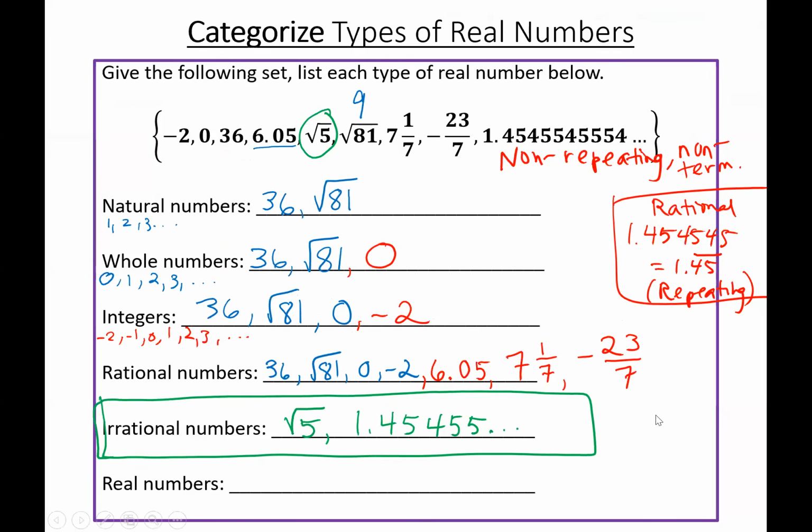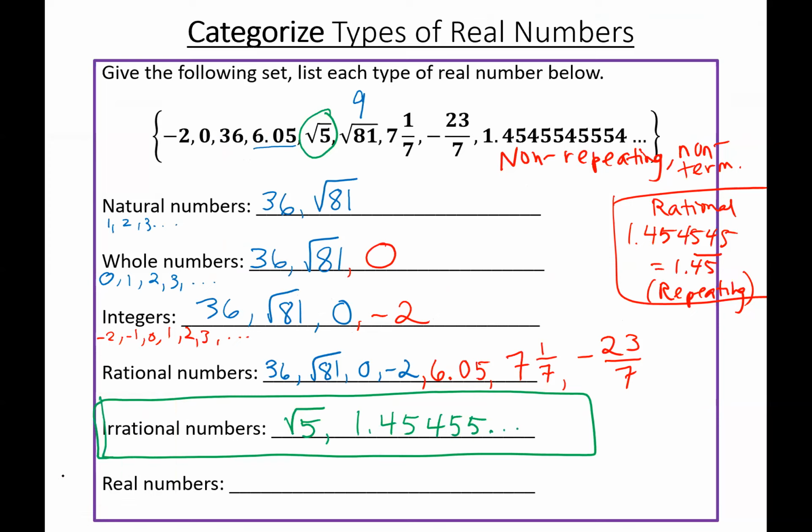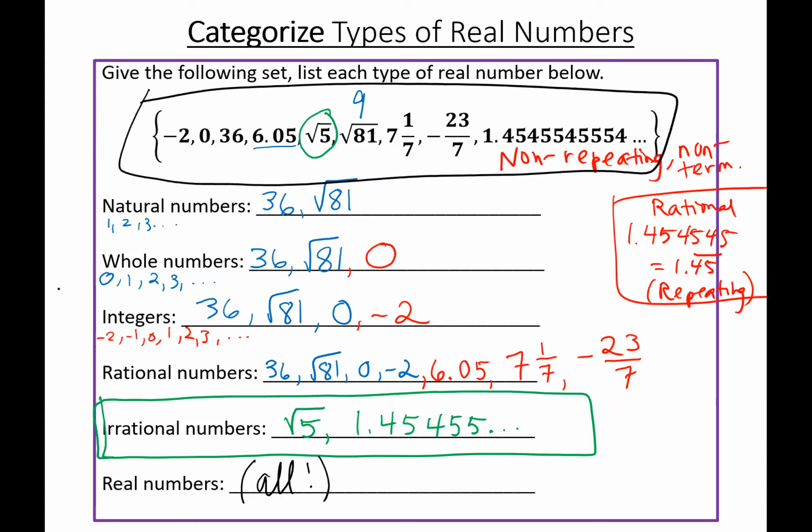There it is. All right, and then real numbers. Every single number in this list is real. So we would just copy each one down, or on the homework, you'll just select all of them. Okay, so I'm just going to save us some time. I'm going to say all. So all of these are real.